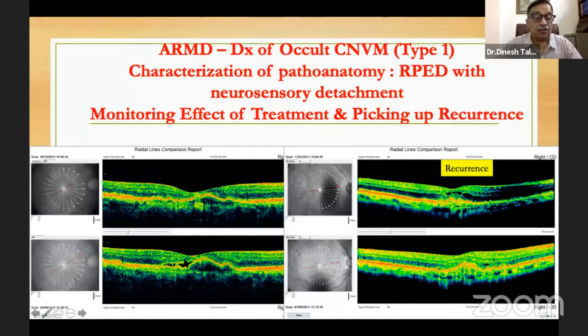Similarly, you see over here, this is an occult CNVM. There's an RPE detachment and subretinal fluid. And following treatment, the RPE detachment has become much shallower and the subretinal fluid has disappeared. And then over time, you'll see intraretinal cystic cavities have come. These intraretinal cystic cavities are a sign of recurrence. The RPE detachment is much less, but there is a recurrence which has happened, indicating that the patient now needs treatment. Intraretinal fluid is almost always treated. So you can make your initial diagnosis, you can follow up, and then you can pick up the recurrences also.